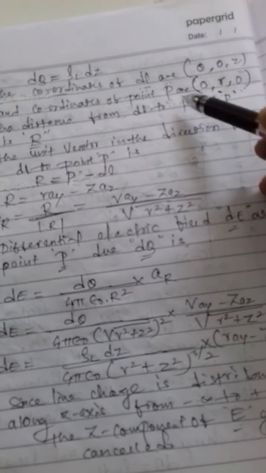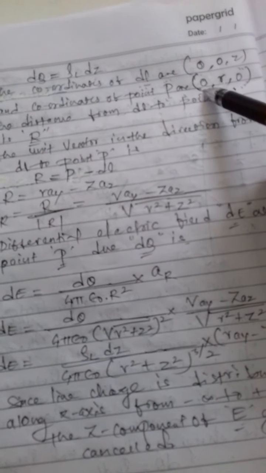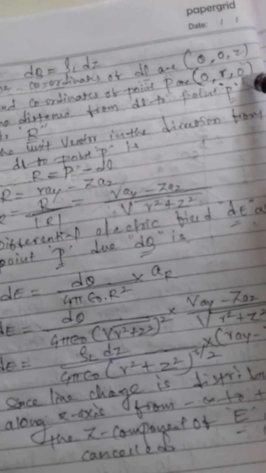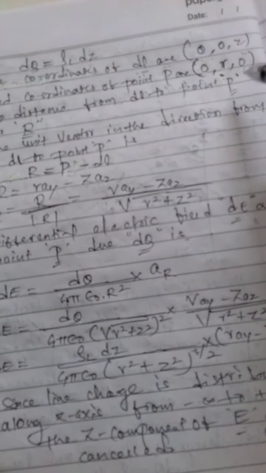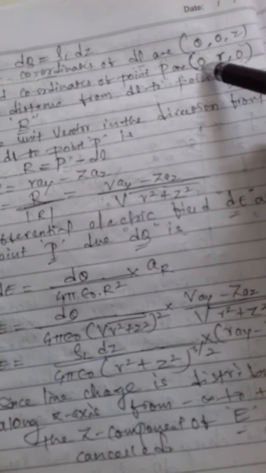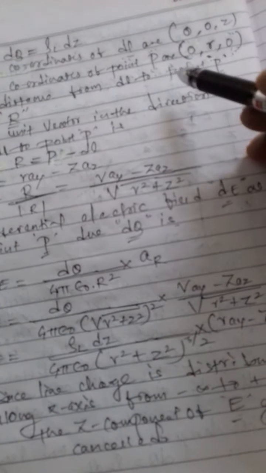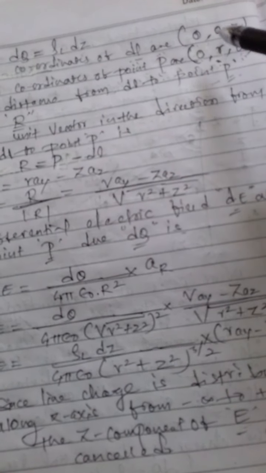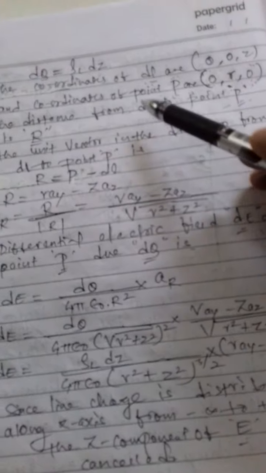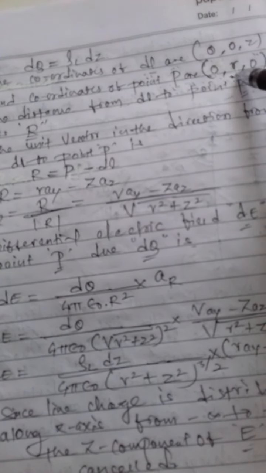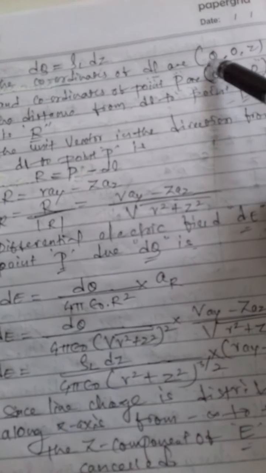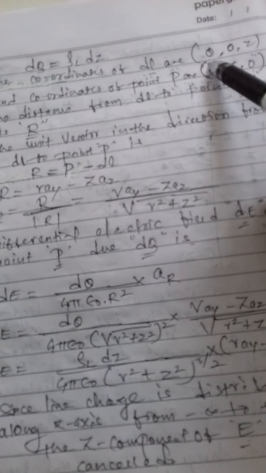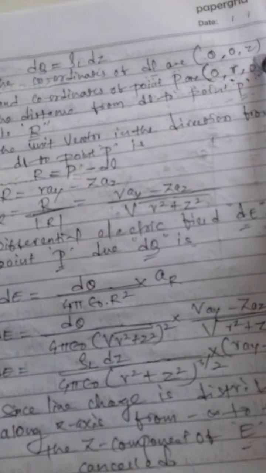Because at point P, x is equal to 0 and z is also equal to 0, because the line charge is along the z axis, and the x coordinate of point P is also equal to 0. Point P lies along the y axis, so the coordinates of point P are (0, r, 0). Here the coordinates of the differential length are (0, 0, z).